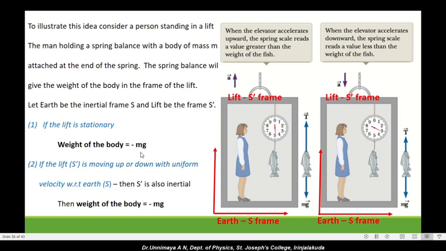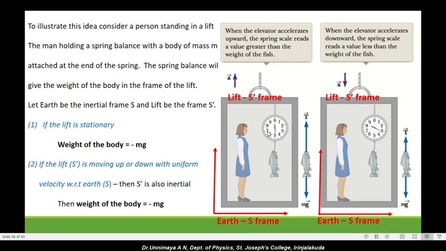സോ ഇവിടെ എന്താണ്? വെയിറ്റ് ഓഫ് ദ ബോഡി എവിടേക്കാണ് ആക്ട് ചെയ്യുന്നത്, അല്ലെങ്കിൽ ആക്സിലറേഷൻ ഡ്യൂ ടു ഗ്രാവിറ്റി എവിടേക്കാണ് ആക്ട് ചെയ്യുന്നത്? താഴേക്കാണ്. സോ വെയിറ്റ് ഓഫ് ദ ബോഡി ഈസ് ടേക്കൺ ആസ് മൈനസ് എം ജി. ഇതാണ് ലിഫ്റ്റ് സ്റ്റേഷനറി ആണെങ്കിൽ ആ പേഴ്സൺ ഹോൾഡ് ചെയ്തിരിക്കുന്ന സ്പ്രിംഗ് ബാലൻസിന്റെ എൻഡിൽ കണക്ട് ചെയ്തിരിക്കുന്ന എം മാസ് ഉള്ള ബോഡിയുടെ വെയിറ്റ് എന്താണ്? മൈനസ് എം ജി. നൗ വി ചേഞ്ച് ദ സിറ്റുവേഷൻ. ഇഫ് ദ ലിഫ്റ്റ് ഈസ് മൂവിങ് upward or downward with a uniform velocity with respect to earth.